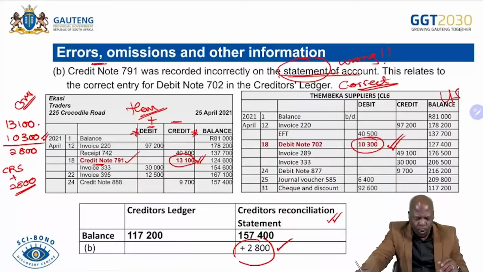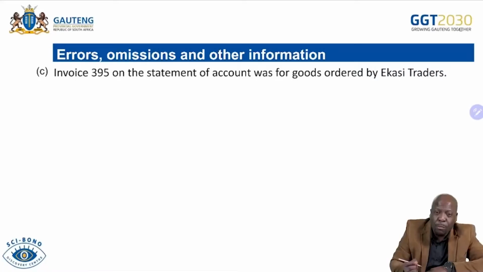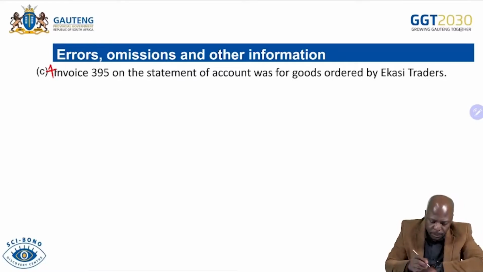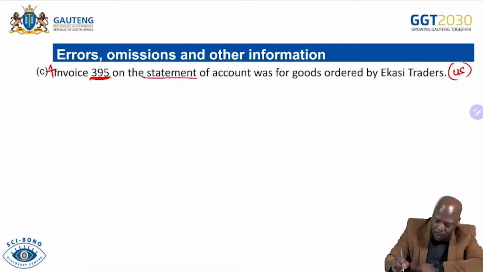I want you to follow with adjustment number C. Adjustment number C. It says invoice. So once they say invoice in your mind, what do you think? Plus or minus? Invoice. What comes to your mind? Is it a plus or a minus? Invoice is a plus. Okay. So an invoice of 395 on the statement of account was for goods ordered by Ekasi Traders. Who is Ekasi? Ekasi is us. Okay, so it's an invoice number 395, which is on the statement. It's for goods that was ordered.